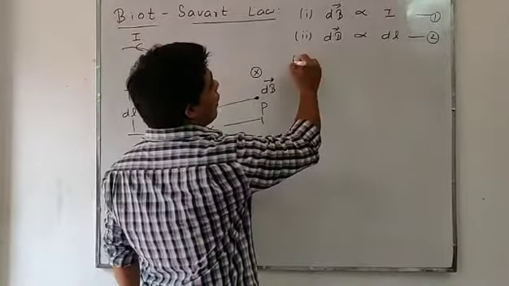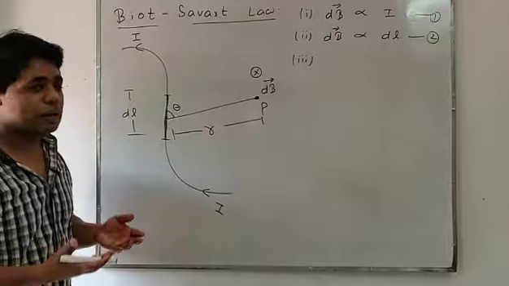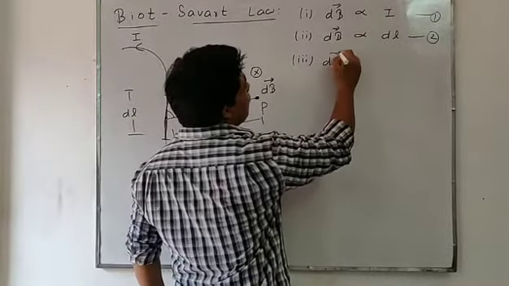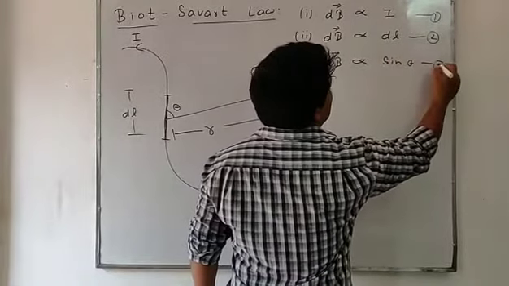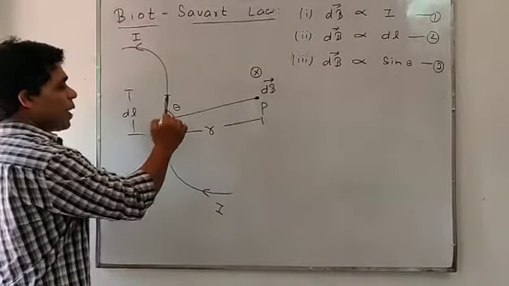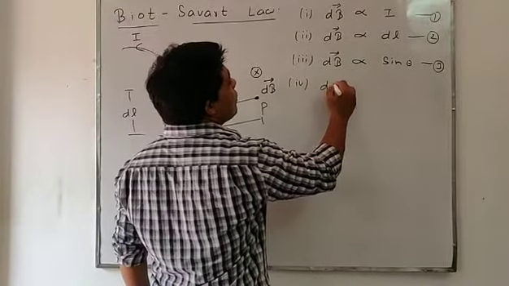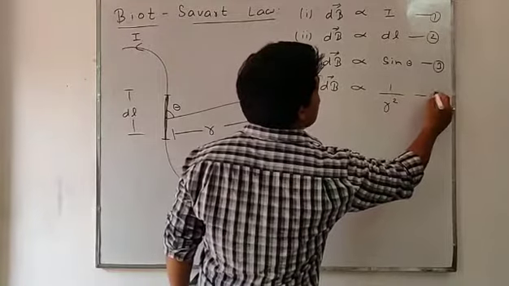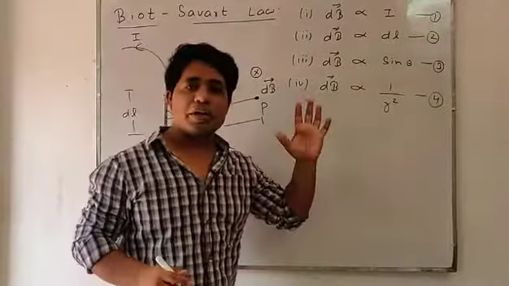It is observed by the experiment. Okay, it is found by the experiment, that is a practical topic. And next thing is, magnetic field is directly proportional to sine theta, where theta is the angle between the partial length and the distance. Okay, and finally this magnetic field is inversely proportional to the square of the distance. On increasing one factor, the other factor will decrease.